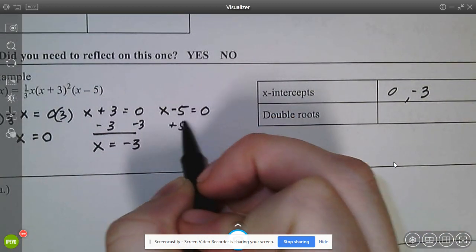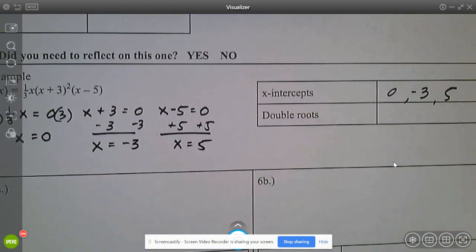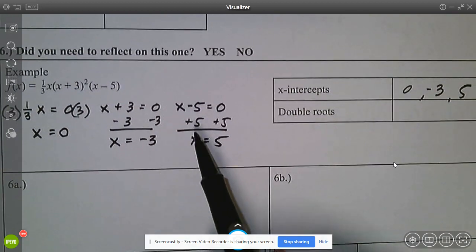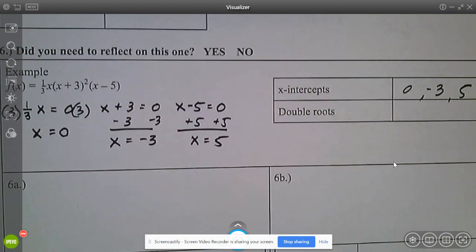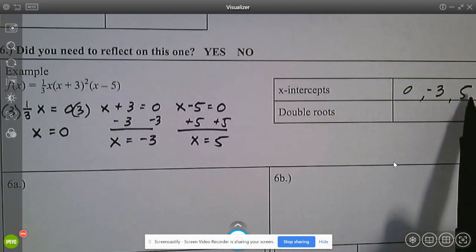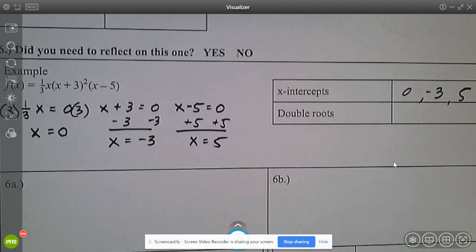And then my last one, again, I'm going to solve for x, and I get another x-intercept at 5. Again, this is different than the actual problem on the test. This is the example problem right here, and I'm just highlighting some of the important things that you can look for on a graph in order to choose which graph represents the equation. So I've got 0, -3, and 5. Already I'm looking at the graphs, and they have to cross or touch at 0, -3, or 5. And if they don't do that, I would just cross that one off.